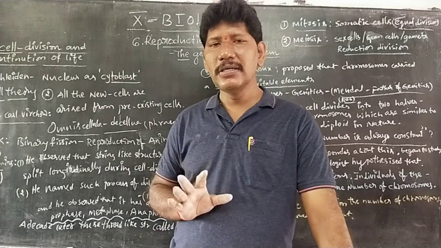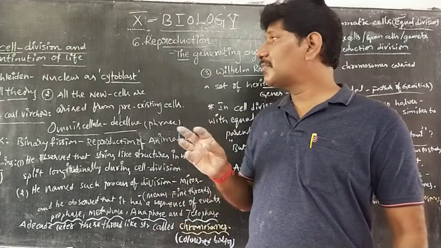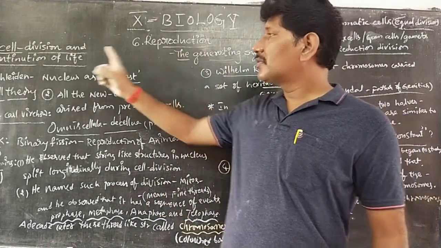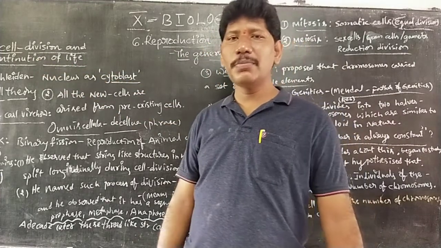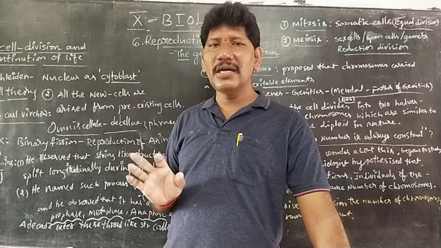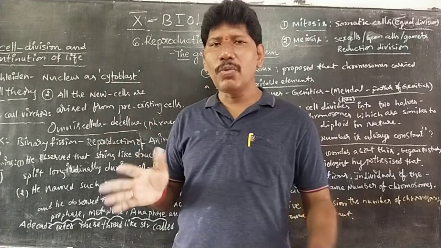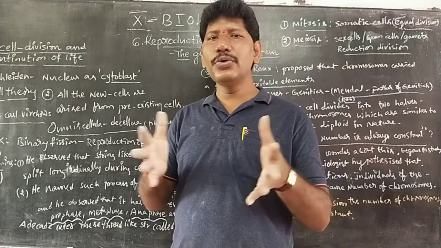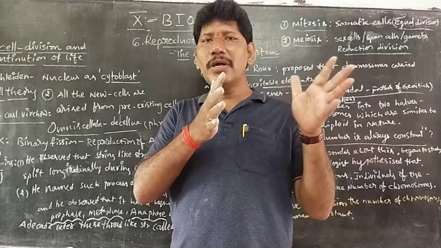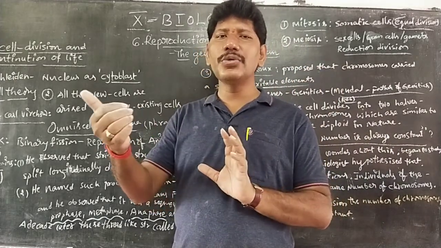Is that clear, children? Now, a very important concept regarding reproduction is cell division and continuation of life. So, what is meant by cell division? How the cell is divided into two equal halves. For example, one parent amoeba which gives rise to two daughter amoebae.